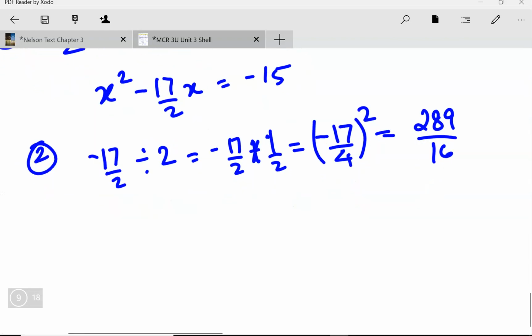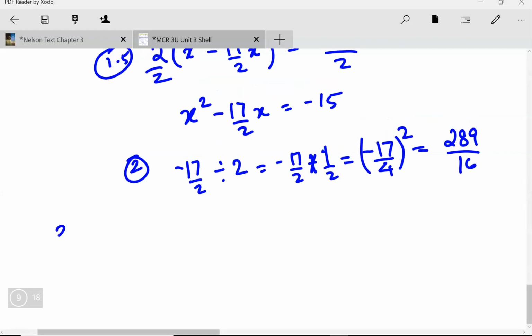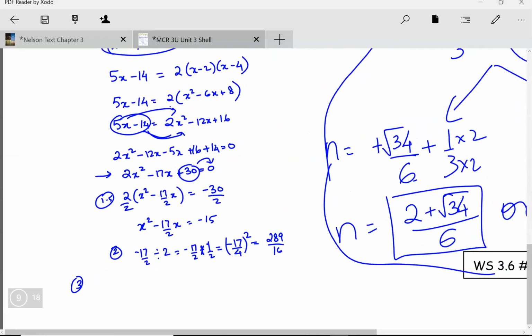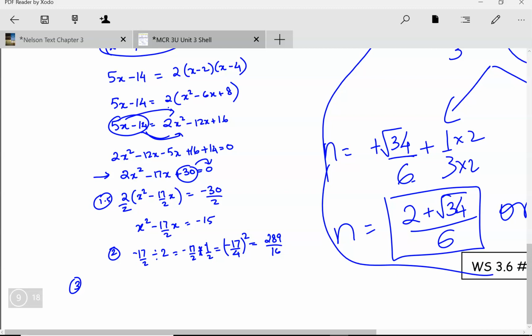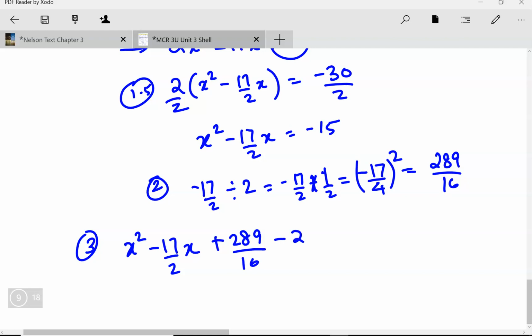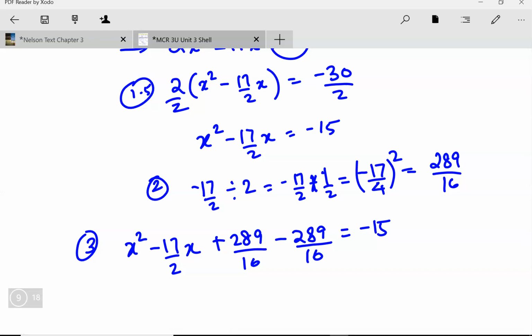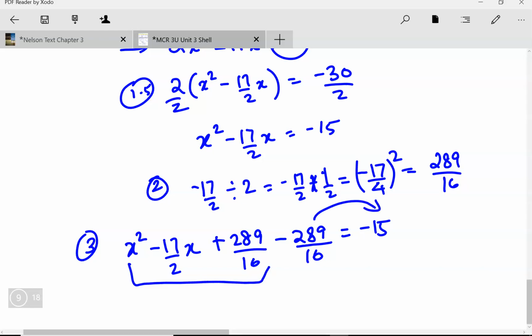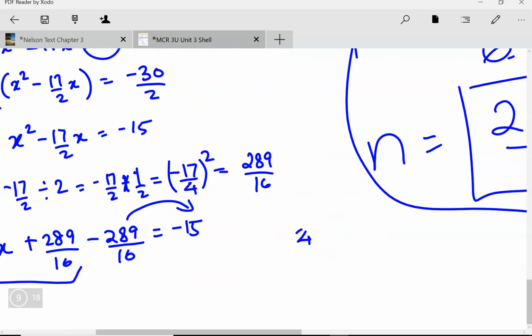Okay, that's not a nice number, but we're going to go with it because I think we did everything correctly. It looks like we're on the right track. So here we can now add and subtract that on both sides: x squared minus 17 over 2x plus 289 over 16 minus 289 over 16 equals negative 15. Here, of course, we are going to factor these three as usual and move this to the other side. So that's what step 4 is going to be.